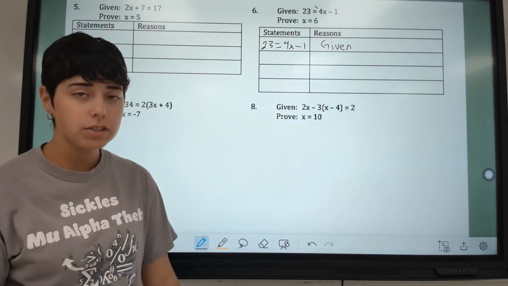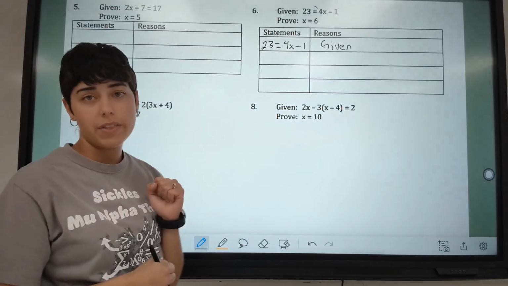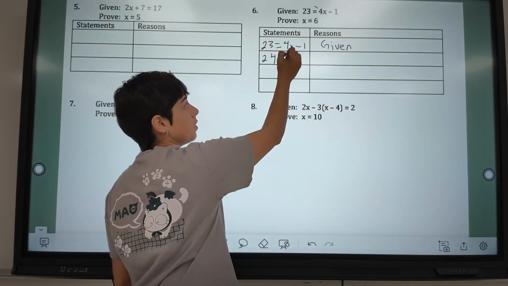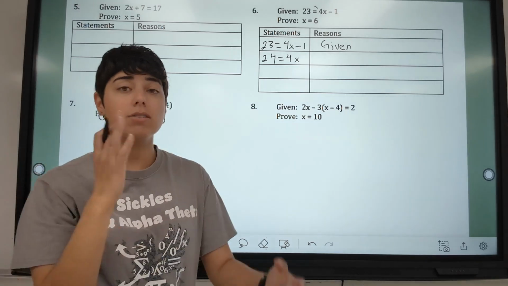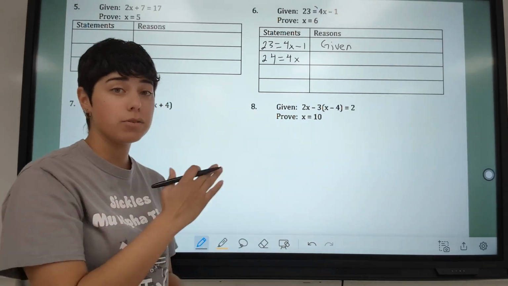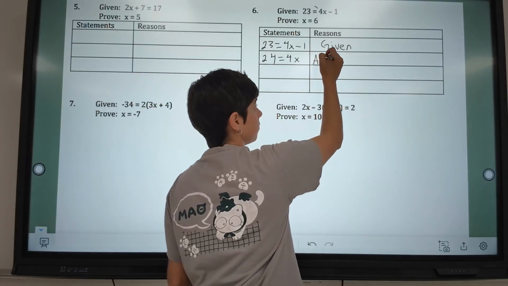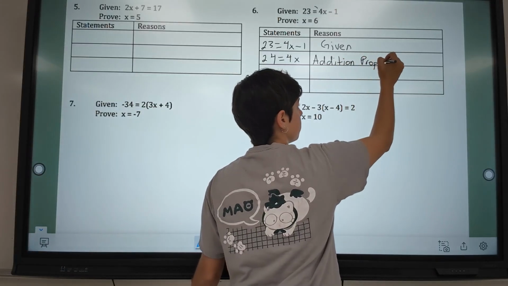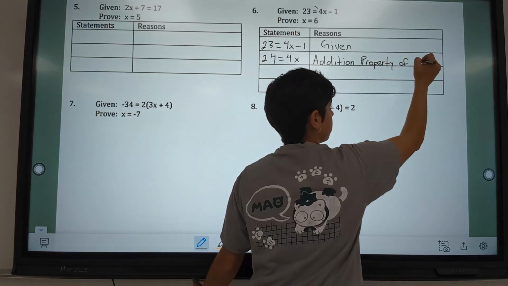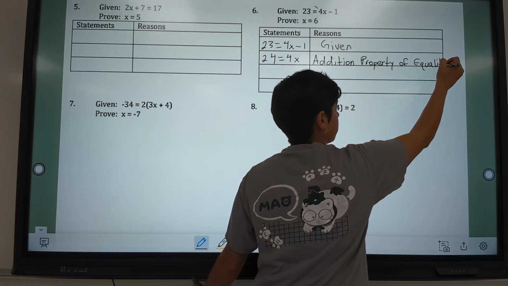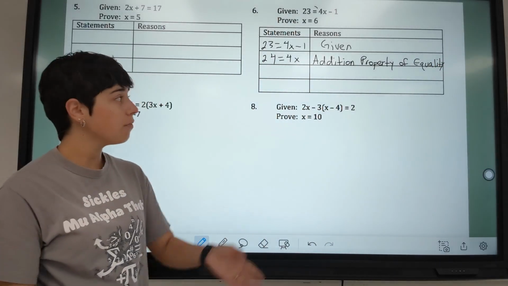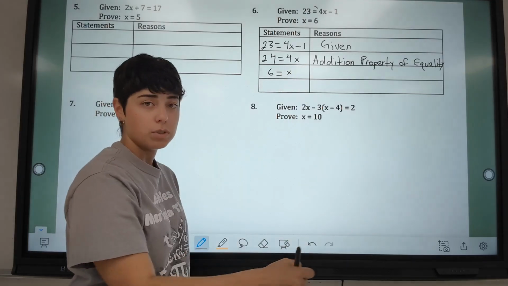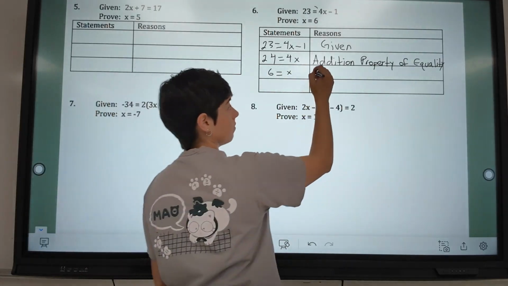Now this is a two-step equation, so first thing we've got to do is get rid of that negative 1. So I'm going to add 1 to both sides, leaving me with 24 is equal to 4x. Now since I added 1 to both sides, that is the addition property of equality. Next, to get x by itself, I need to divide both sides by 4. So we're left with 6 is equal to x. Since we divided, that is the division property of equality.